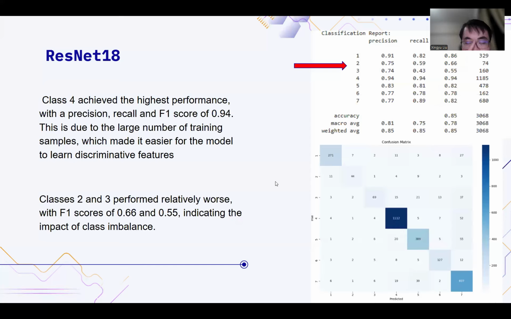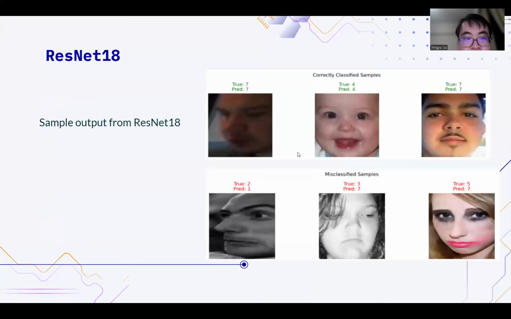So this is a classification report and confusion matrix. We can see class 4 achieves the highest performance, but class 2 and class 3 perform relatively worse, and their F1 scores are lower than all the others. This indicates the impact of the class imbalance. So this is a sample output from the ResNet 18.